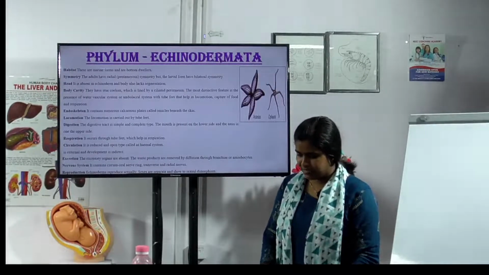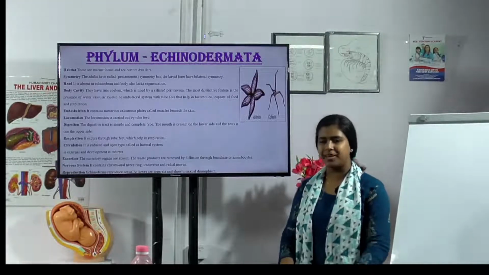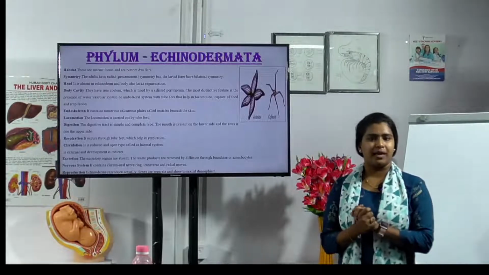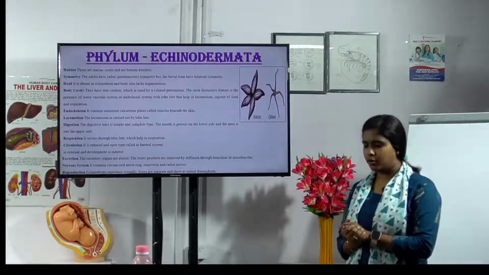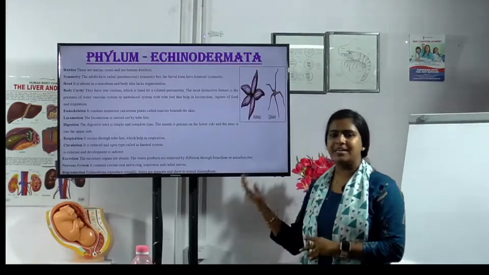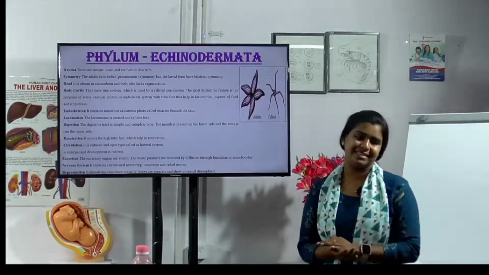And the next is phylum Echinodermata. Okay, echino means spines. Derma, we know, is skin. So skin containing spines, yes, okay, correct.